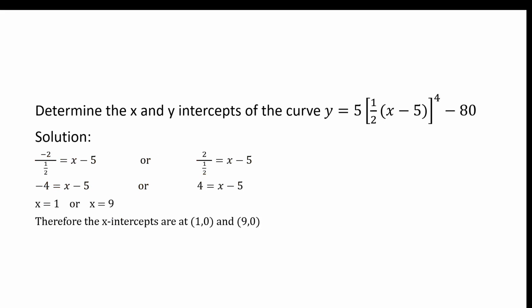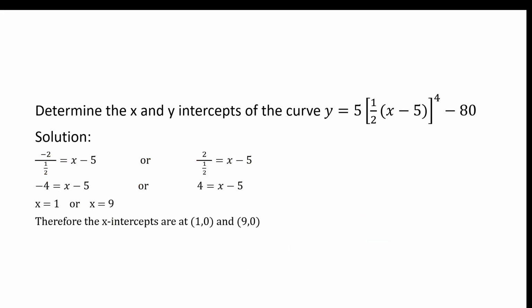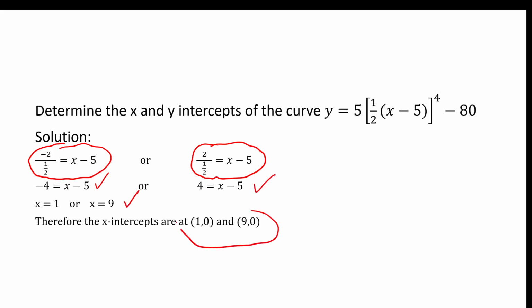If you go back to what we had here, I'll pick it up from this point. Negative 2 equals 1/2 times the quantity x minus 5, or positive 2 equals 1/2 times the quantity x minus 5. We divide both sides by 1/2. We get negative 2 over 1/2 is x minus 5, or positive 2 over 1/2 is x minus 5. So negative 4 is x minus 5, or positive 4 is x minus 5, meaning x is 1 or x is 9, meaning there are x-intercepts at (1, 0) and (9, 0) for this curve.